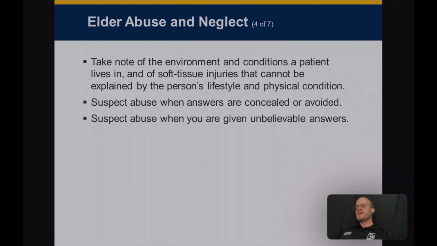And so, especially in terms of neglect, this is where we want to take note of the environment, right? Are the conditions the patient lives in, the soft tissue injuries that cannot be explained by the person's lifestyle or physical condition. So, why is there bruising all over the thighs and the butt and the back and the lips? They're being abused, doesn't make sense.